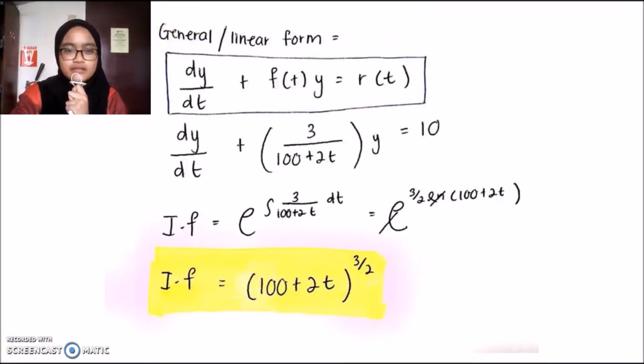As we all know, the linear form of this equation would be dy/dt plus f(t)y equals r(t). From the previous equation, we can conclude that f(t) is 3 over 100 plus 2t and r(t) is 10. In order to find the integrating factor, all we need to do is take the exponential of the integral of f(t). So the integrating factor that we will obtain is (100 plus 2t) to the power of 3/2.